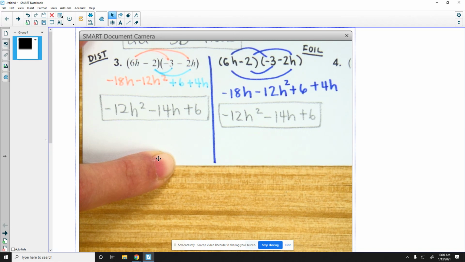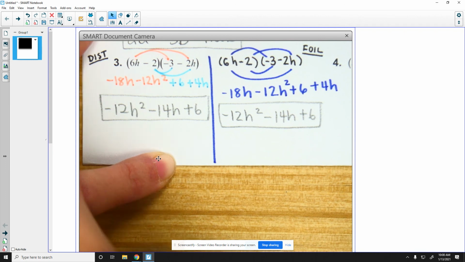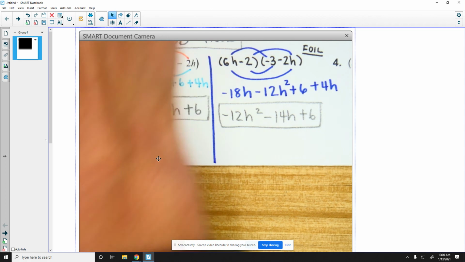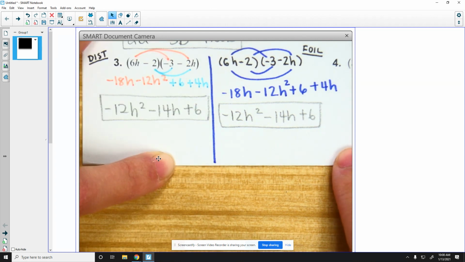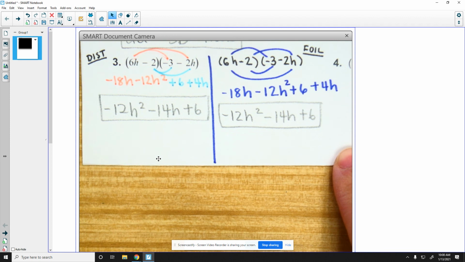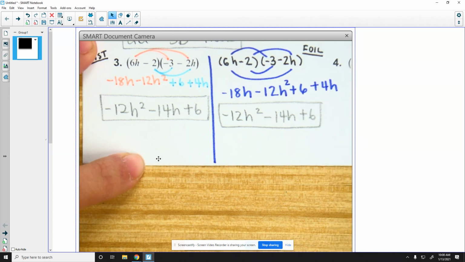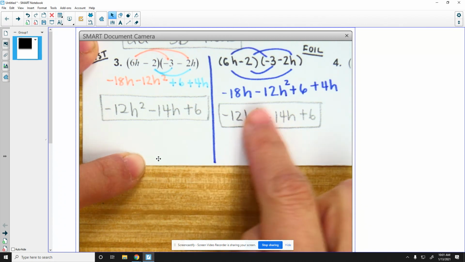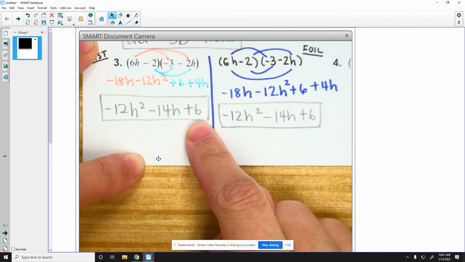Be careful with your positives and negatives, okay, guys? I think that's just what's going to mess you up the most. Okay, did we get negative 12h squared minus 14h plus 6?